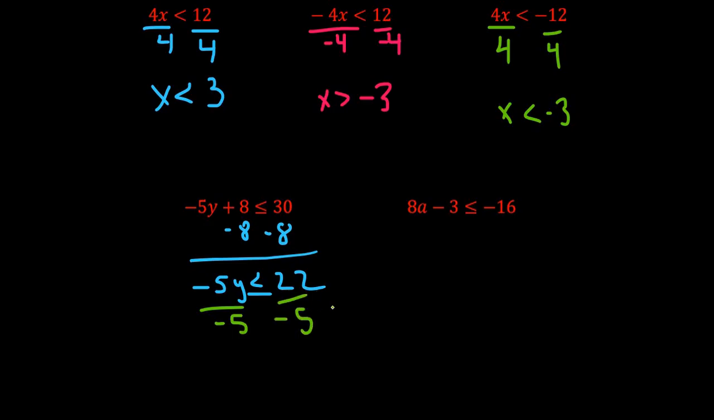And we do flip the way the arrow is pointing, since the negative was on the same side of the letter when we multiply or divide, and that's going to give us y is greater than or equal to negative 4.4.